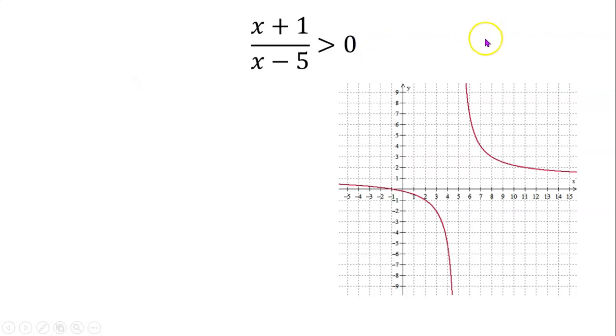And how about (x plus 1) over (x minus 5) greater than 0? The graph of y equals (x plus 1) over (x minus 5) looks like this. We're looking for where that's greater than 0, so look for the x's where you have a point above the x-axis, where you have a positive y-coordinate. That happens here where x is less than -1, and it also happens over here where x is greater than 5. So that's the solution set. x is less than -1 or x is greater than 5.